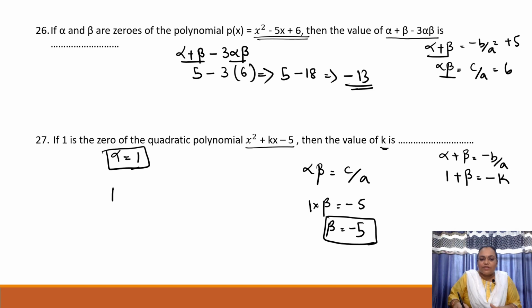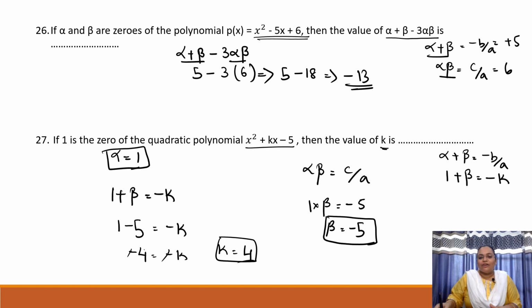Now, let us substitute 1 plus beta is equal to minus k in this, right? Minus 4 is equal to minus k, minus minus cancel. So, what is the value of k here? Value of k is 4. Okay, clear?